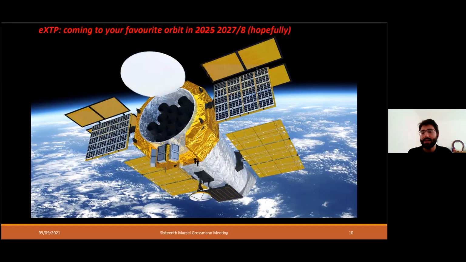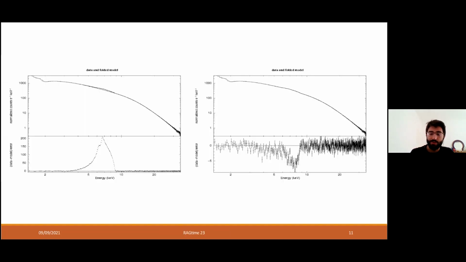So by the end of the decade, we will have an instrument in orbit which will have an effective area one order of magnitude larger than anything we've ever launched. And one order of magnitude larger is large. It's actually enough to see the difference.